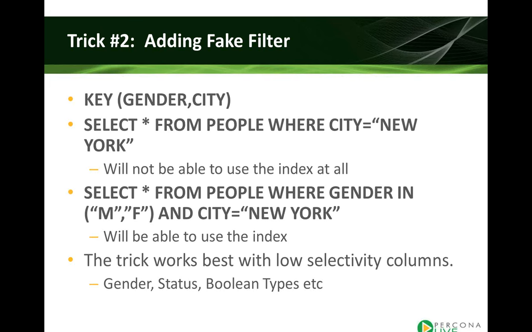Now, to note, of course, that this trick works best for low selectivity columns. Like you have something like gender, some sort of status, maybe some Boolean types, day of the week, or something like that, where it's easy enough to list all of those items here.